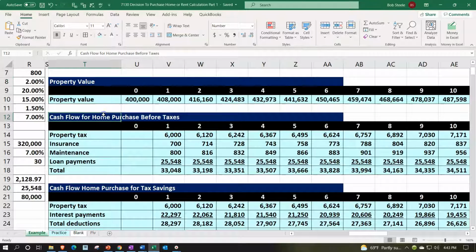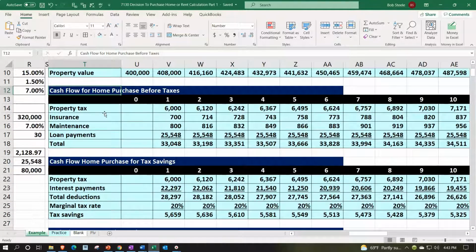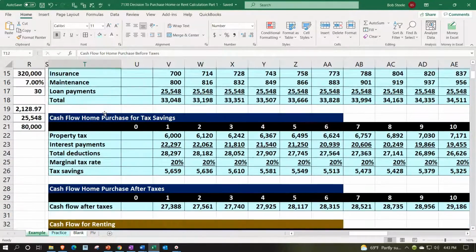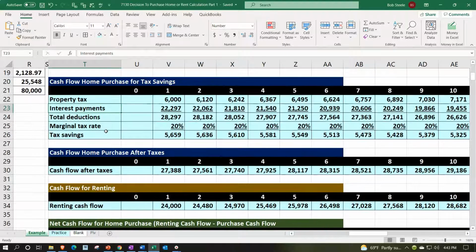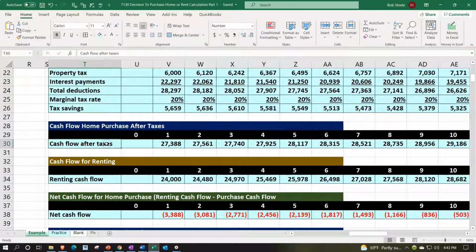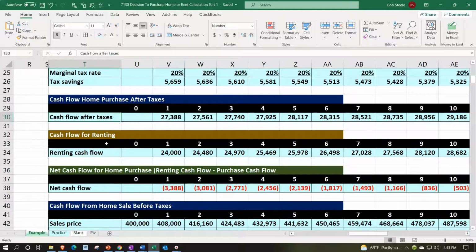We looked at the cash flow related to the property, not including a sale of the property, but the cash flows if a purchase took place, including the loan payments and maintenance and so on. We then took into consideration the cash implications, which could be affected with regards to the home purchase for deductions. And then we looked at the net cash flow after taxes being taken into consideration.